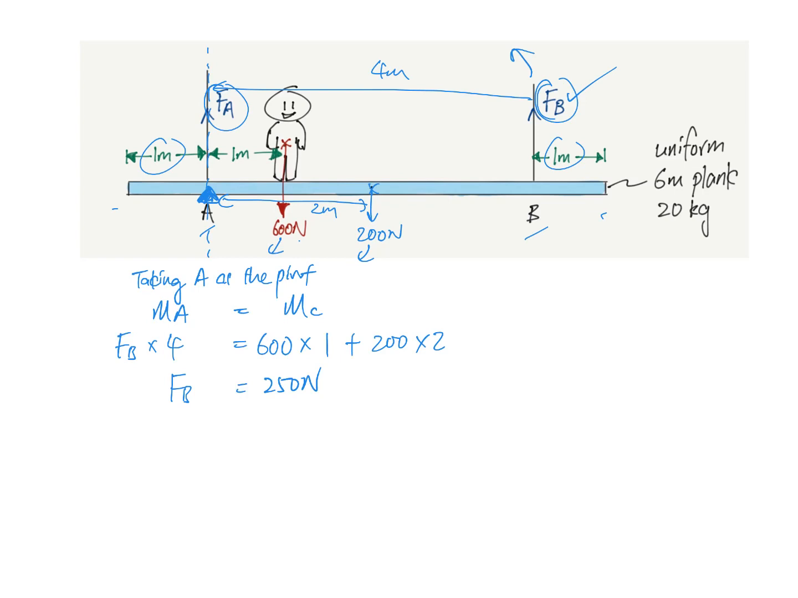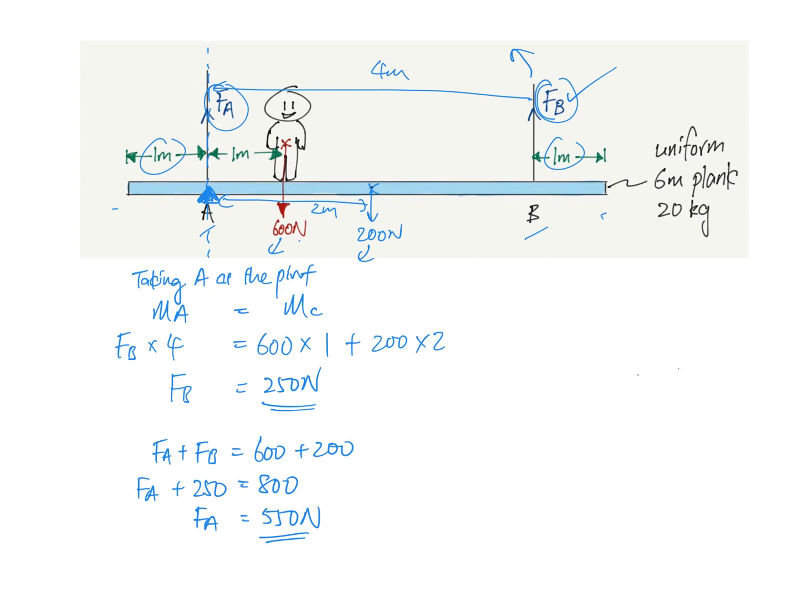Now, how do you solve for FA? You can do the same again, but taking B as the pivot. But that will take a lot of time, and in the previous video I told you that you can apply Newton's first law. So total upward force, FA plus FB, must equal the total downward force, 600 plus 200. FB you already found, which is 250, so FA plus 250 equals 800. So FA will be 550 Newton, which is bigger than FB. So you roughly know that you are on the right track.